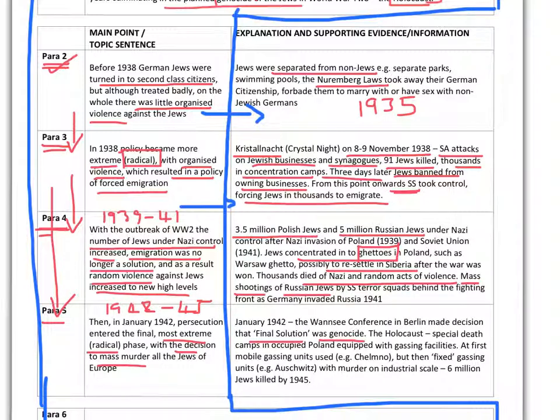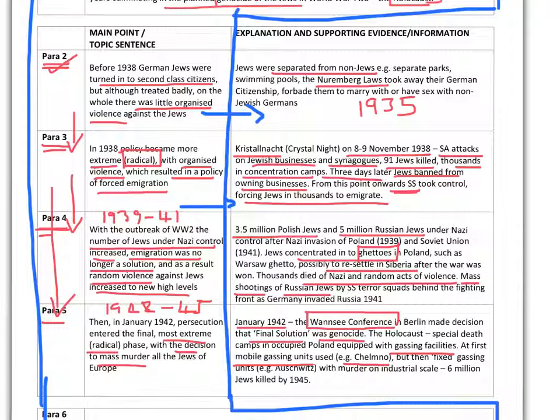Now, there is a key fact, okay, put that in, learn the date, January 1942, a conference in Berlin called the Wannsee Conference. That's when the decision was made to mass murder the Jews of Europe. And the method that was going to be used was gassing. Now again, depending on how much time you've got to write, it's a very nice distinction to make that in the early months they used what we call mobile gassing units. The example of a death camp that did that was Chelmno.